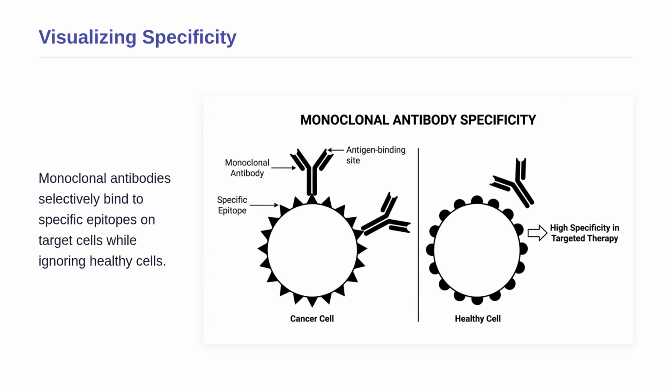Now, look at the right side. There is a healthy cell with completely different rounded surface markers. The antibody ignores this healthy cell entirely because the shape does not match. This visual demonstrates exactly why these therapies can attack disease without causing widespread collateral damage to the patient.